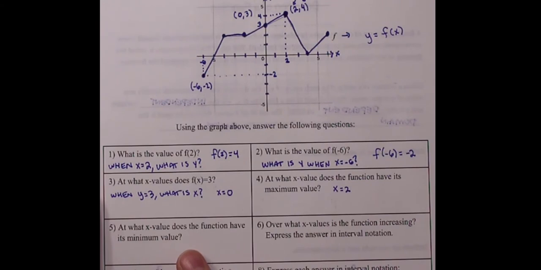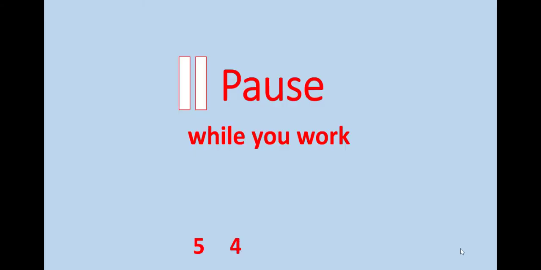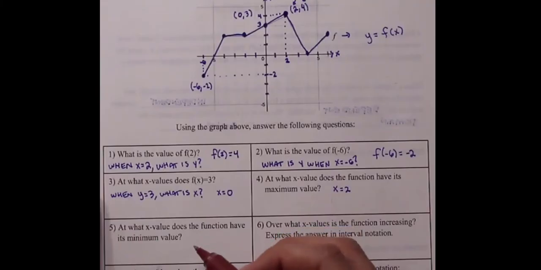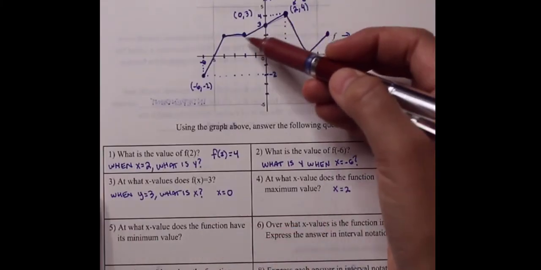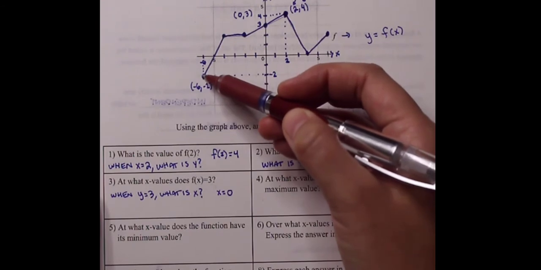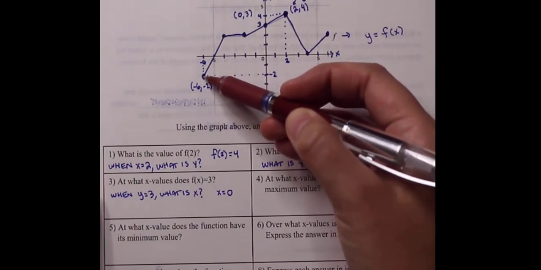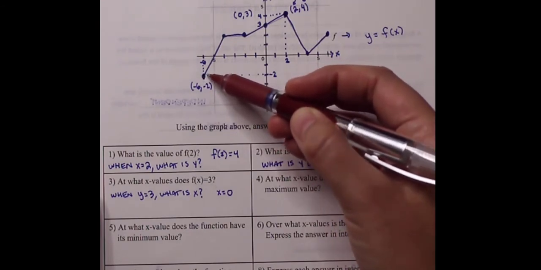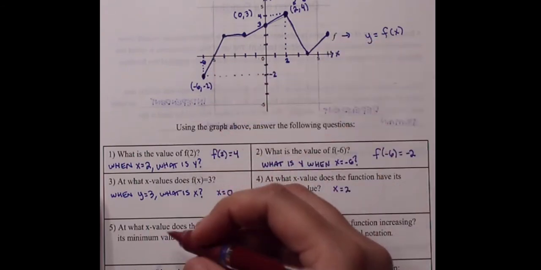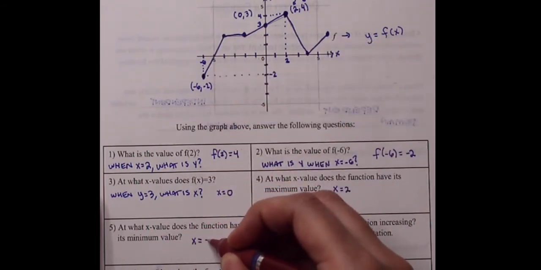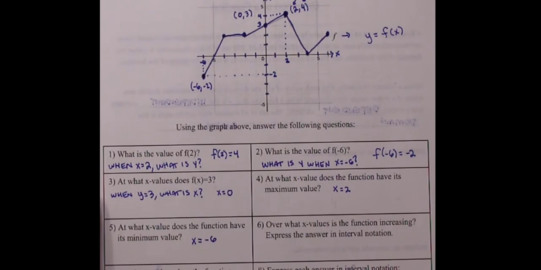At what x value does the function have its minimum? Okay, I want you to pause this and find the minimum. What's the x value when you have a minimum on your graph? All right, did you find the minimum point on your graph? It's way down here. The minimum y value is negative 2, but the x value that gets you that point is negative 6.